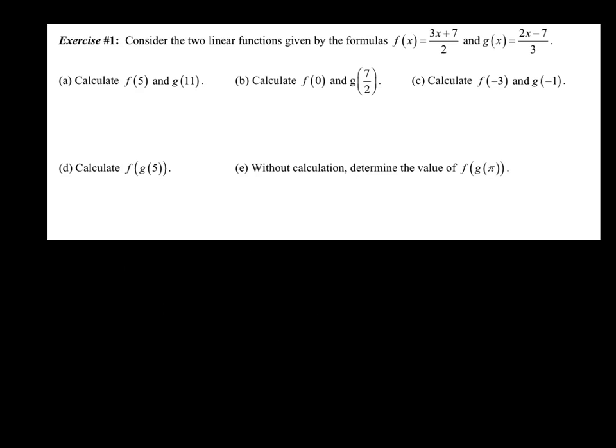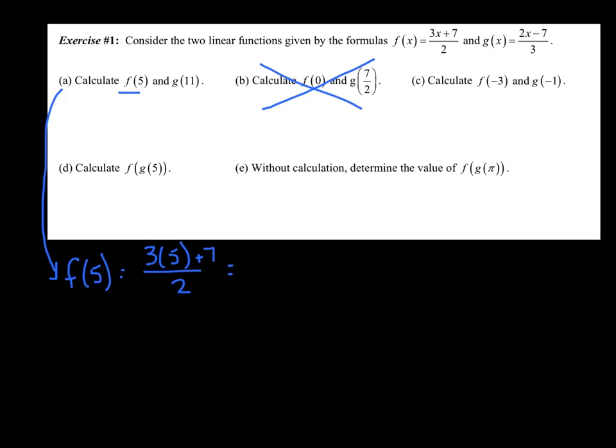Okay, so here's a fairly lengthy problem, but we're going to run through it, and we're going to skip part B just to save some time. I want to tackle part A. They want me to calculate f of 5 first. This is good review from last week, and I'm going to substitute a 5 in for the x. So it's 3 times 5 plus 7, all divided by 2. 15 plus 7 is 22, and if I divide by 2, I get 11. So f of 5 is equal to 11.